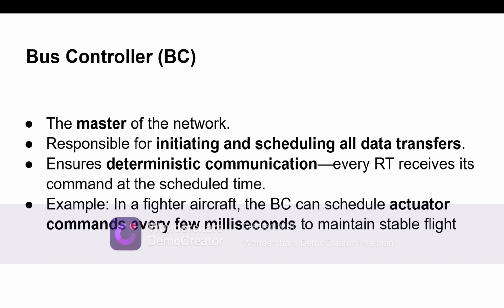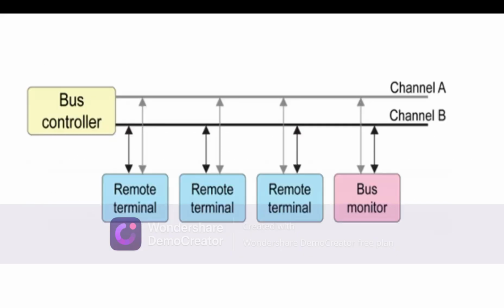Bus controller BC, the master of the network, responsible for initiating and scheduling all data transfers. Ensures deterministic communication. Every RT receives its command at the scheduled time. Example, in a fighter aircraft, the BC can schedule actuator commands every few milliseconds to maintain stable flight.